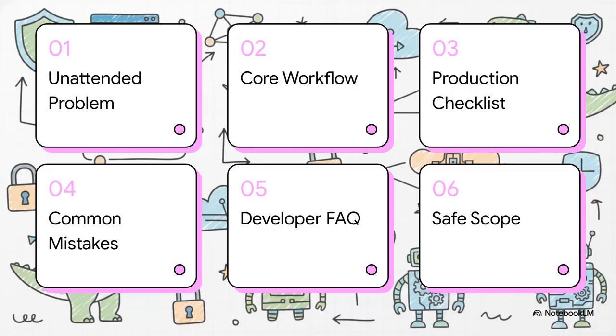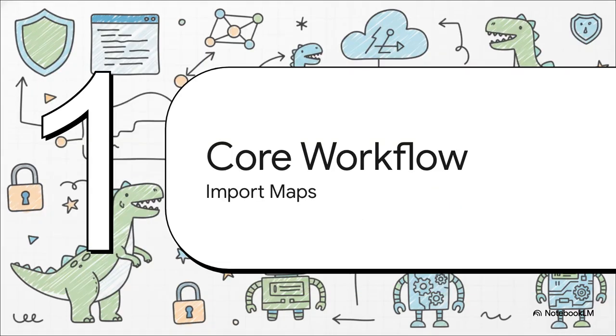Okay, so here's our agenda for today. We'll cover the unattended problem, the core workflow, and import maps, run through a production checklist, highlight common mistakes, tackle a developer FAQ, and finish with safe scope and takeaways. Let's get to it. First up, the core workflow and import maps.